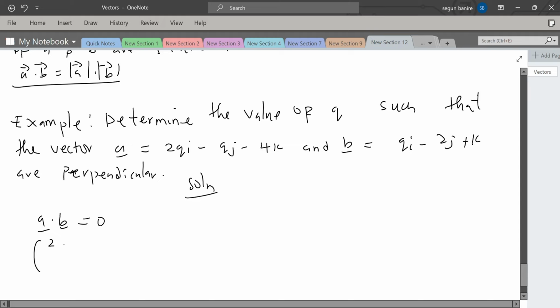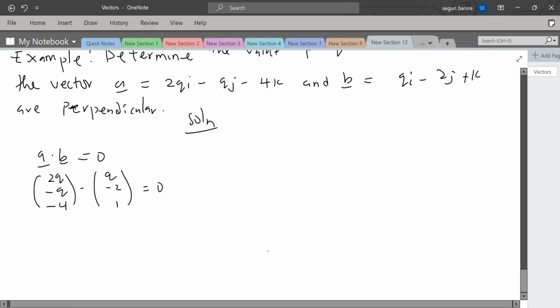So we get (2q, minus q, minus 4) dot (q, minus 2, 1) is equal to 0. So let's take their dot product. So we get 2q squared, wow, then plus 2q, then minus 4 equals 0. Something is common, which is 2. If I bring out 2, I get q squared plus q minus 2 equals 0.